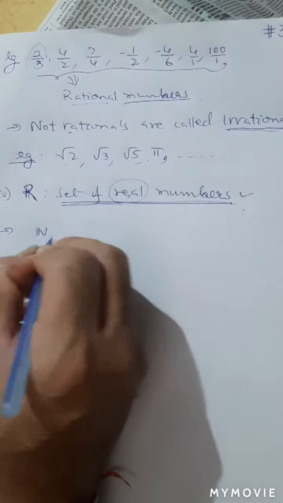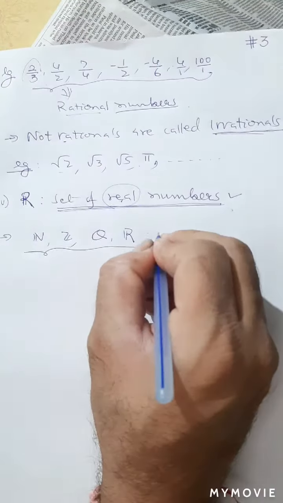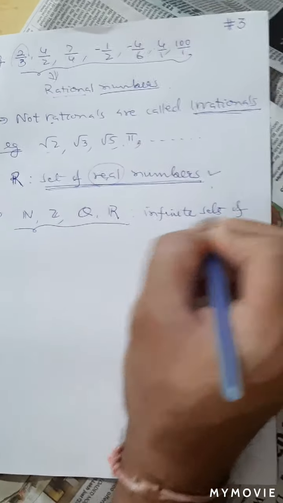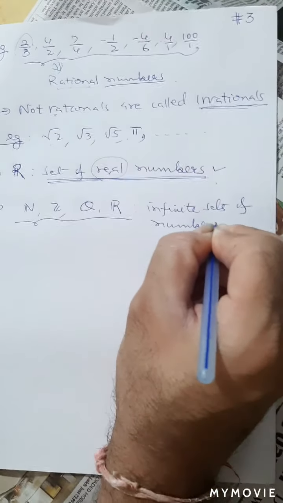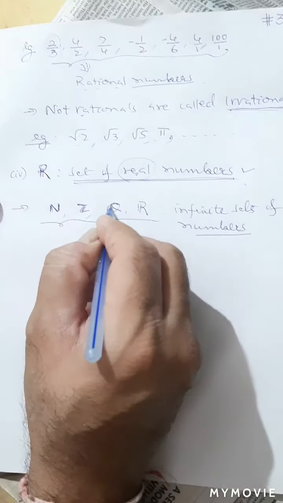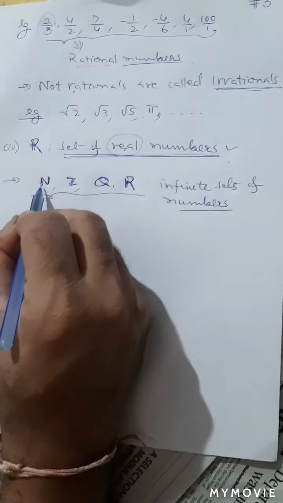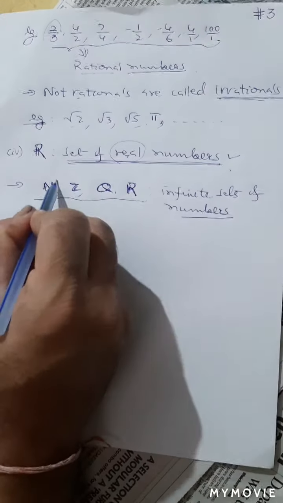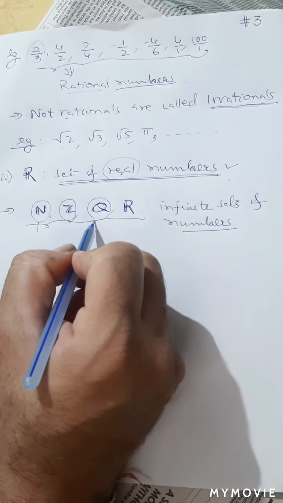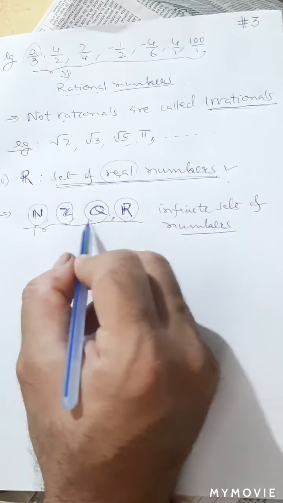So this N, Z, Q and R. These are infinite sets of numbers, remember, which we use frequently. So this N, Z, Q are very standard notation. N, then Z, then Q, then R. In your textbook, these are used as bold letters. I repeat, N means all natural numbers, positive integers. Z means all integers. Q means rationals. And R means all real numbers. Every real number is either rational or irrational.